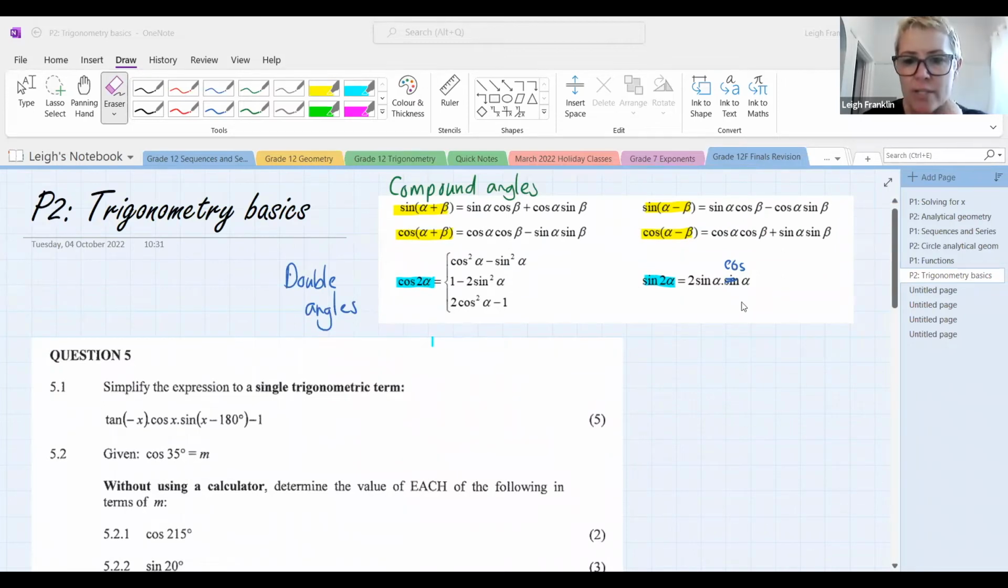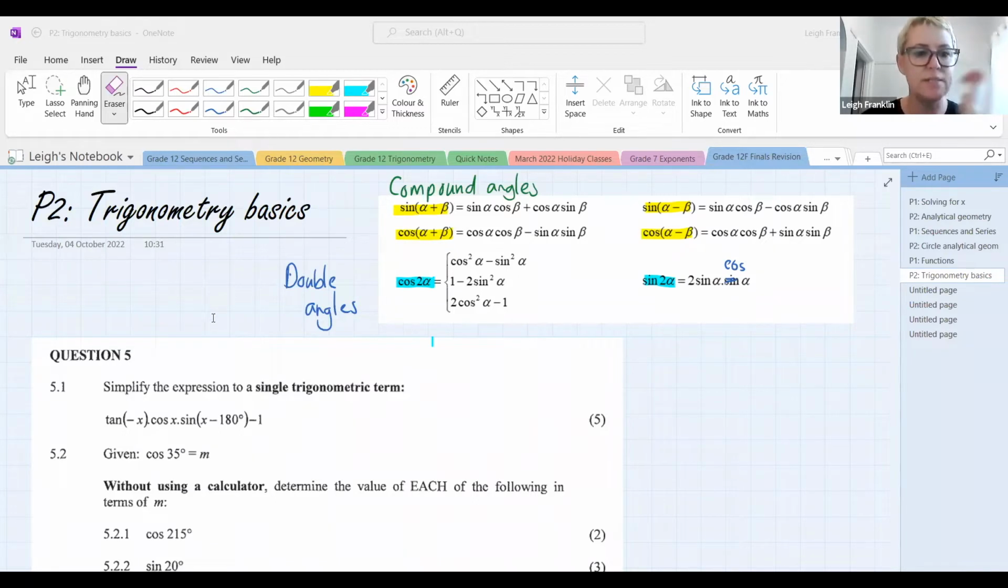One thing I did note is I copied this from a past paper, but I see they've made a mistake as far as the sine double angle formula is concerned. So sine 2 alpha is 2 sine alpha cos alpha. Okay, so let's just jump straight into the first question.